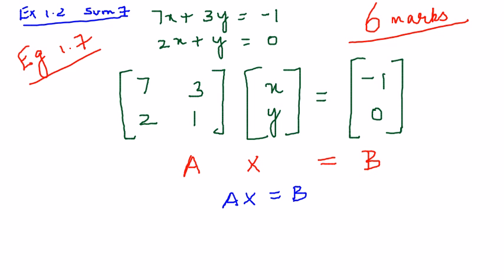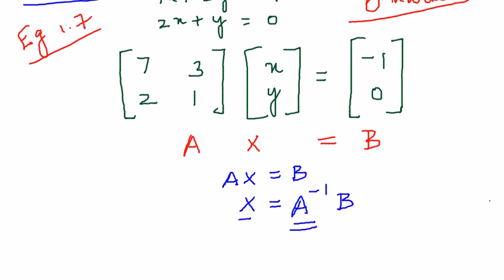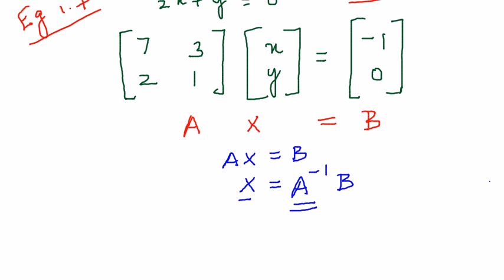Now if I want to find out only X, when I take A to the other side of the equal to sign, it becomes A inverse B. So that is why I am solving for X using matrix inversion method. Now can we find what is the formula to find inverse? The formula is A inverse, I am just writing it in the corner here. A inverse is equal to 1 by mod A into adjoint of A.